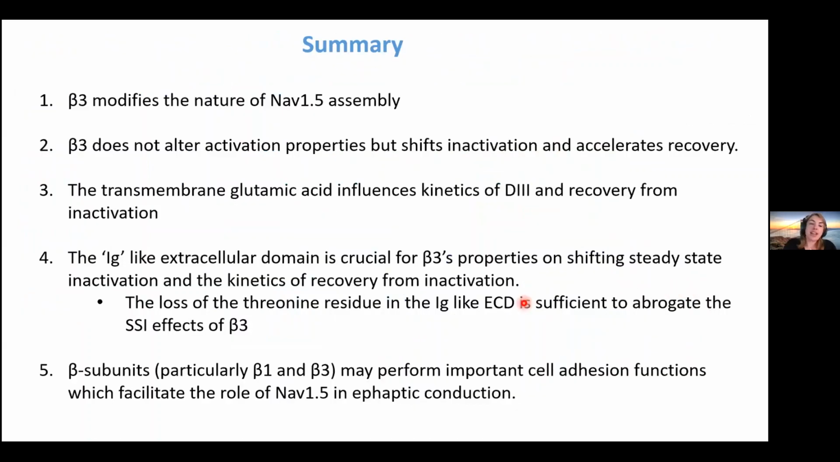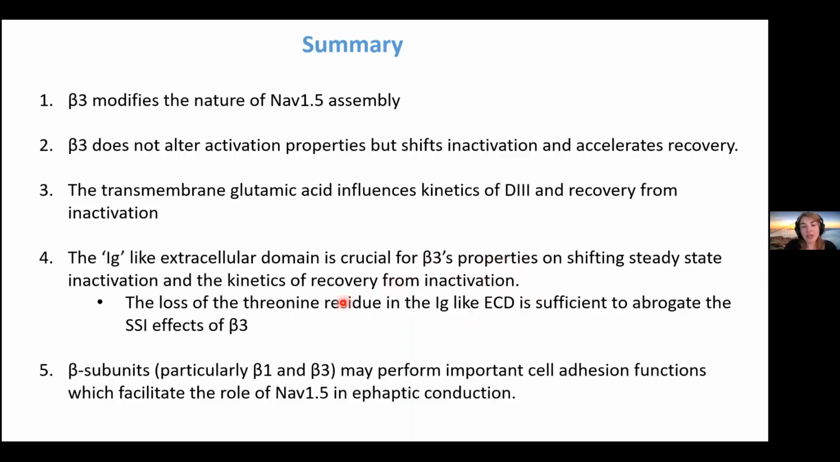So in summary, beta 3 modifies the nature of NaV 1.5 assembly. While it doesn't alter activation properties, it does shift steady state inactivation in order to increase channel availability and accelerate recovery from inactivation. We know that the transmembrane glutamic acid influences kinetics of domain 3 and therefore recovery from inactivation, and that the extracellular immunoglobulin-like domain is crucial for beta 3's properties on shifting this steady state inactivation, as well as some of the recovery from inactivation.